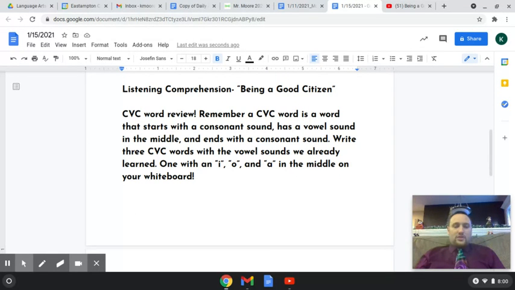For letters of the week, what we're going to review today is the 3 vowels that we've already covered. There are some more vowels we haven't got to yet, but we've already covered letter I, letter O, and letter A. So the letter I has a short and a long sound. It is I and I. O is ah and O, and A is ah and A.